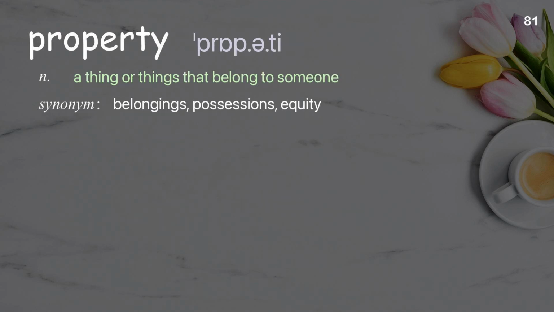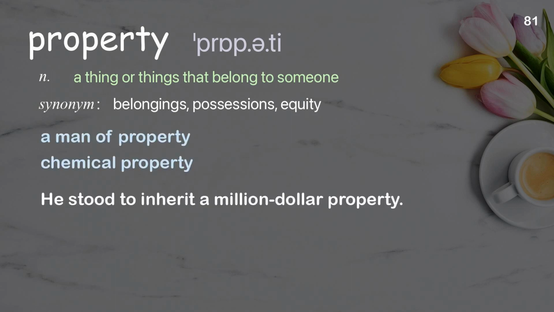Property: a thing or things that belong to someone. Examples: a man of property. Chemical property. He stood to inherit $1 million property.